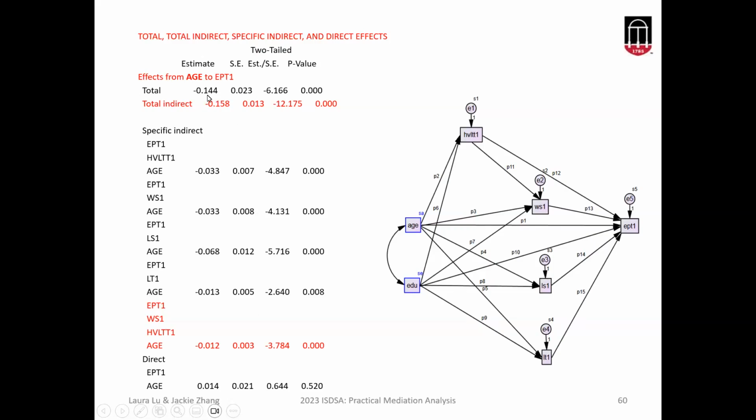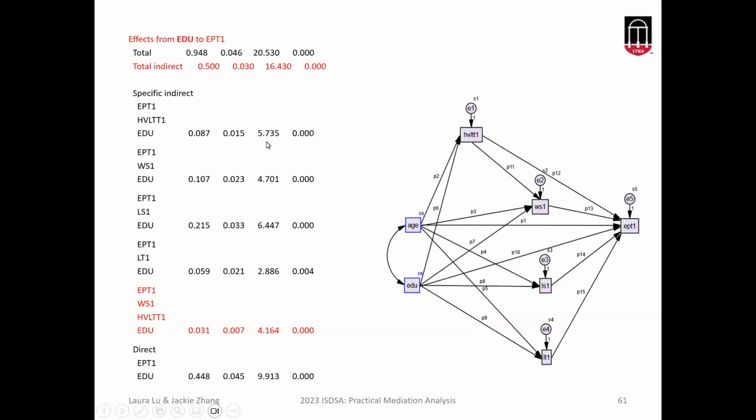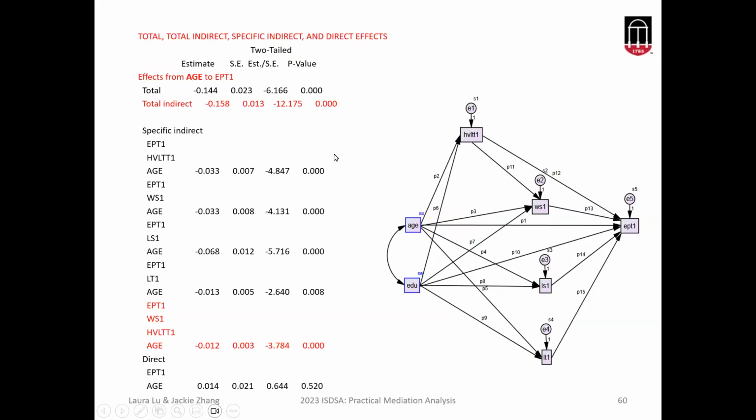So we have 2 parts. This part is for age, from age to EPT. All the related information is listed here. And the second part is about EDU, from EDU to EPT. And all the related information is here. So let's look at the first part, from age to EPT.